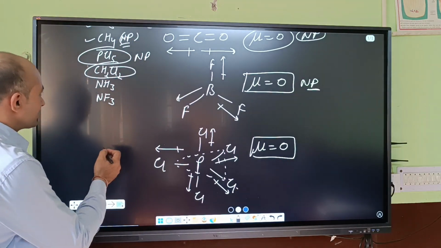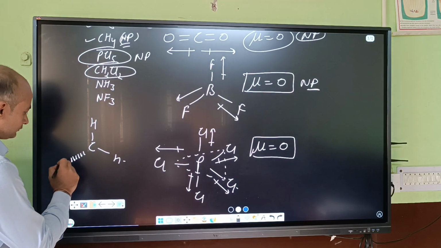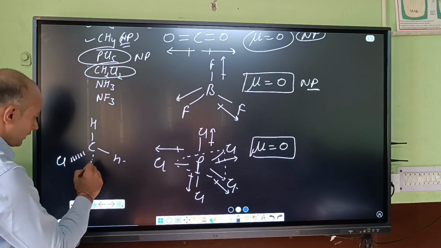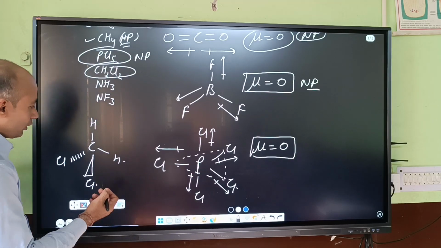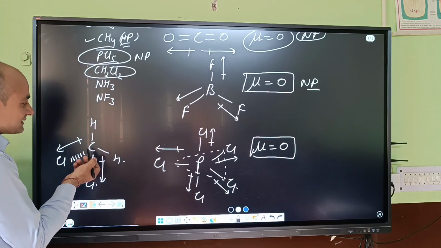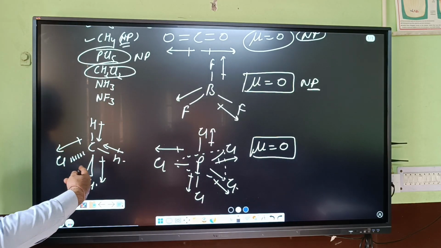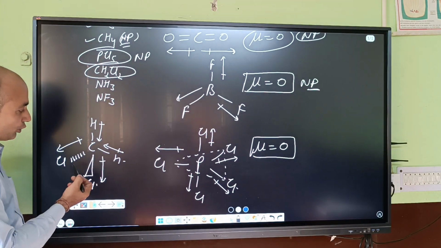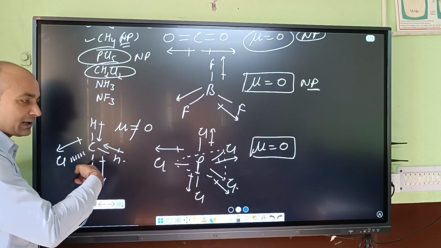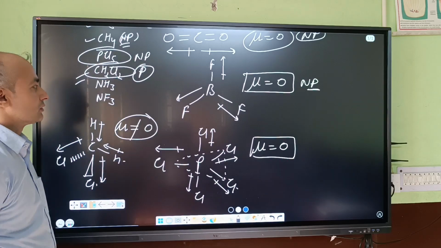CH2Cl2. First of all, draw the structure of CH2Cl2 like this, right, student? The direction of the dipole moment will be toward the more electronegative element, like this, and hydrogen is less electronegative than carbon. The direction will be toward the more electronegative element. That's why the net mu will be non-zero. It will not cancel out, and then the molecule will be polar. So girls and boys, CH2Cl2 is a polar molecule, it has polarity.